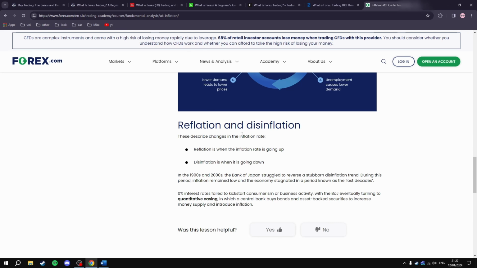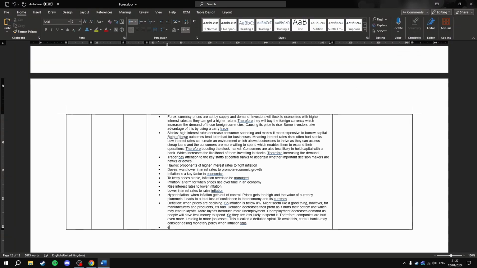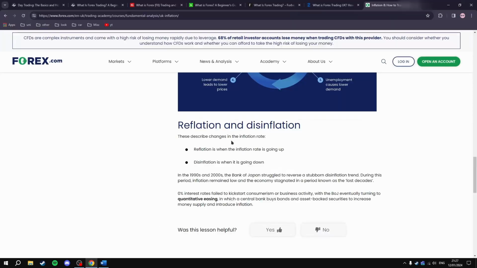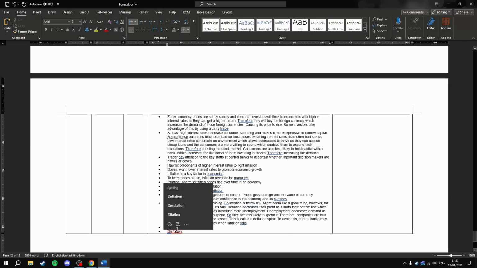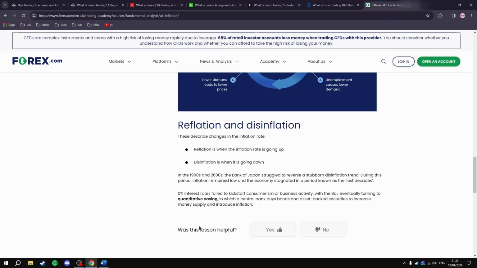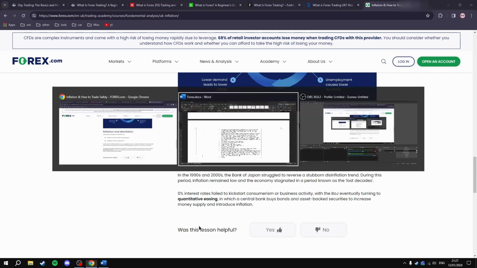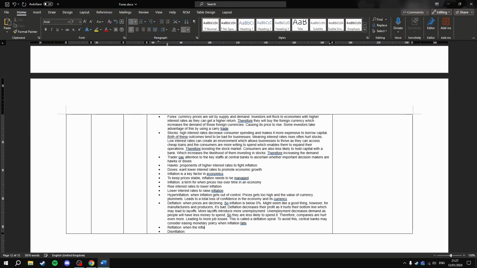Reflation and disinflation. These describe changes in the inflation rate. Reflation is when the inflation rate is going up. The other one, disinflation, is when the inflation rate is going down.